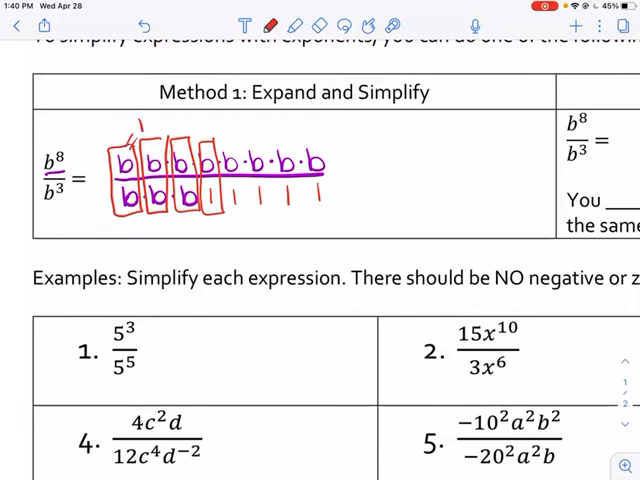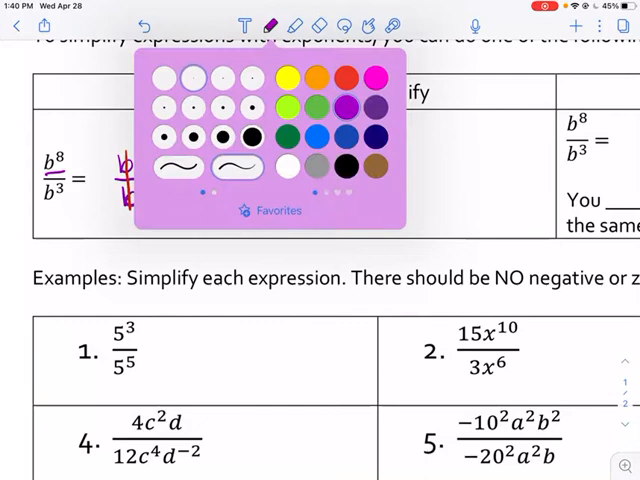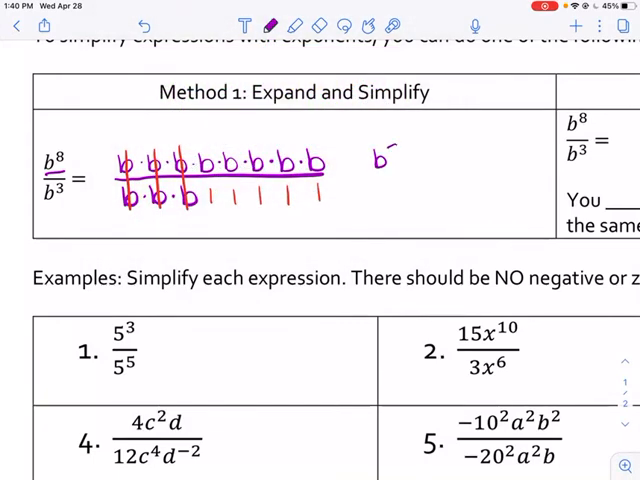So for the ones where I have the same thing on top and bottom, I'm just going to cross those out because 1 multiplied times things doesn't do anything. So I don't really have to worry about those anymore. Now what I'm left with is 5 b's multiplied together over 1, which just equals b to the 5th.